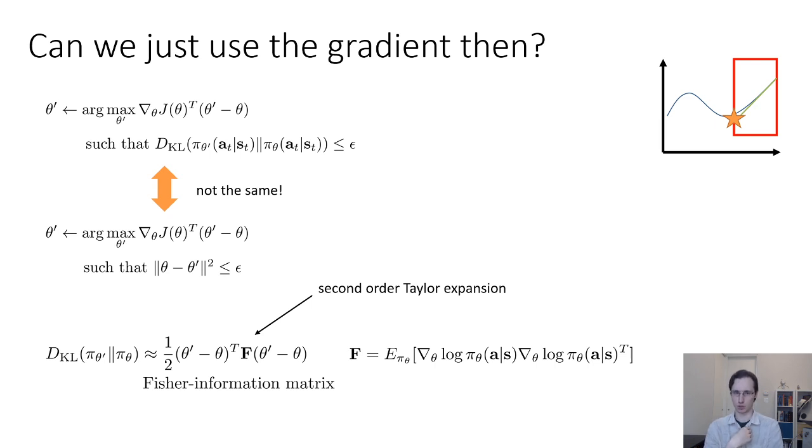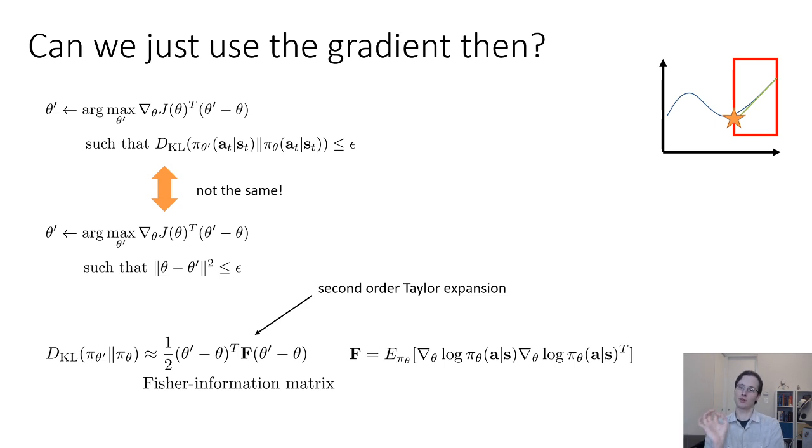So the Fisher information matrix is the expected value under pi theta of the outer product of the grad log pi's. And one very convenient thing about the Fisher information matrix is that you can approximate it using samples. Because it's the expected value of some quantity, you could simply use the same samples that you drew from pi theta to estimate your policy gradient to also estimate the Fisher information matrix.